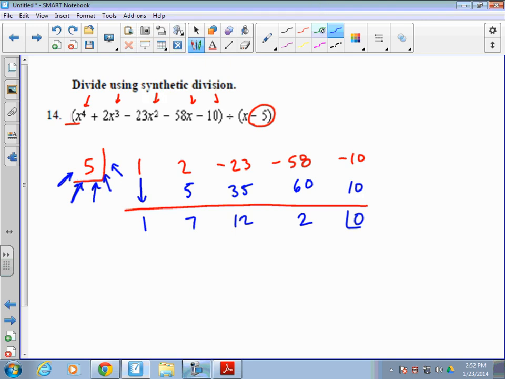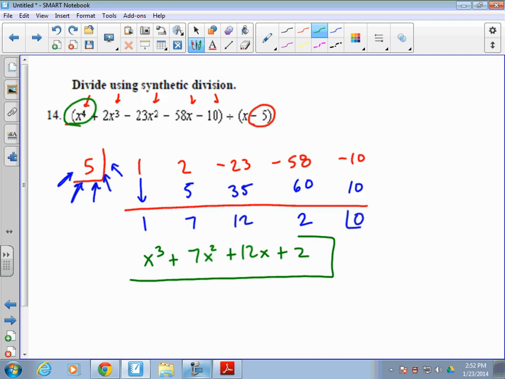So you have all of your values. Now what you need to do is look to your first degree, x to the fourth, and start 1 degree less than x to the fourth. So the first one, 1 x to the third power plus 7 x squared plus 12 x to the first power plus 2 with no remainder because the remainder is 0. And there it is divided by x minus 5.